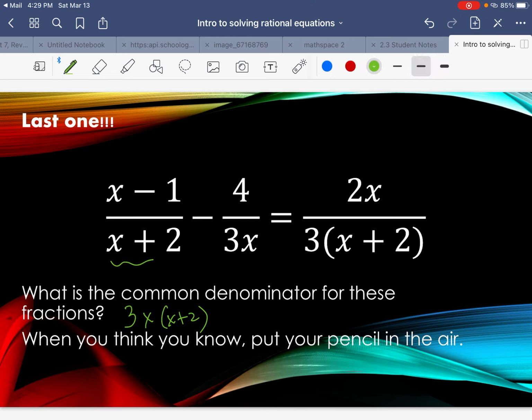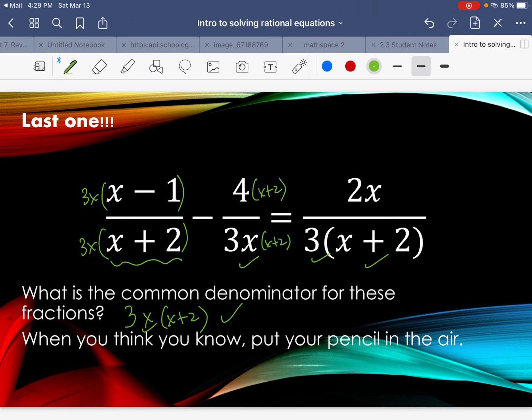All right, so let's make a choice here. This x plus 2 right here, how do I grow him to become this? Well, I have to multiply him by the 3x. So he's going to get a 3x, which means the numerator also gets a 3x. Okay, this guy, 3x is already there, so I'm just going to multiply him by x plus 2 to make them all the same. So he gets an x plus 2 as well.